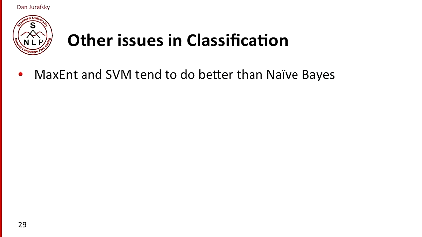It turns out that other kinds of classifiers, Maxent and SVM, often do better than naive Bayes. It depends a lot on your data set and the size of the data, but you'll want to take a look at all sorts of different classifiers when you're doing this.